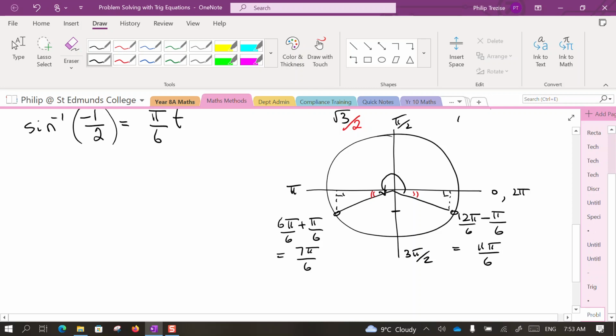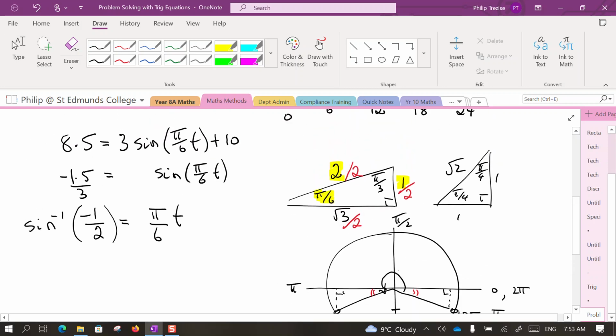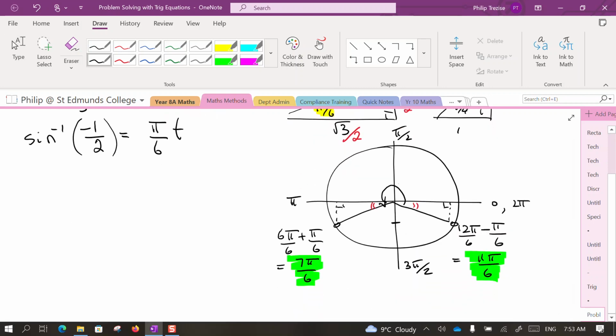So the inverse sine of negative 1/2 could be this number here, or it could be this number here. And that's only if I'm considering angles within the first rotation of the circle. Now we could have to consider additional ones. So let's write this out.